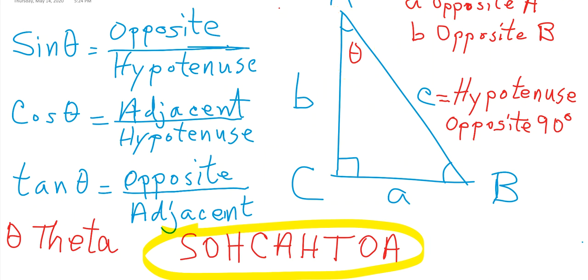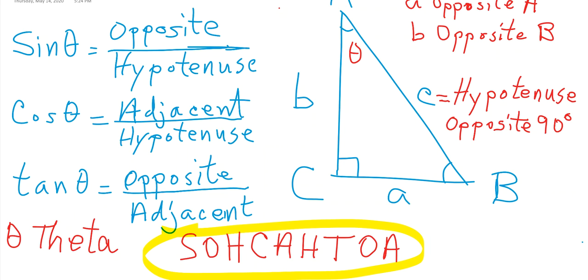All right, so when we're talking about tangent, tangent is opposite over adjacent. Again, if we're talking about this red angle that I've marked here as theta, then opposite over adjacent would be A over B, okay? A over B.